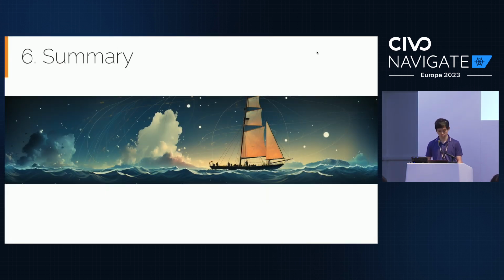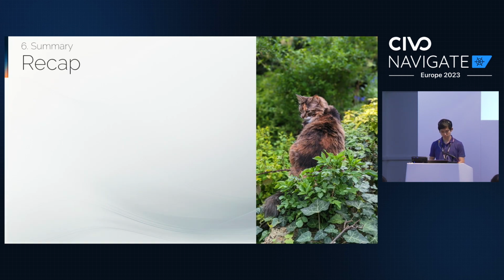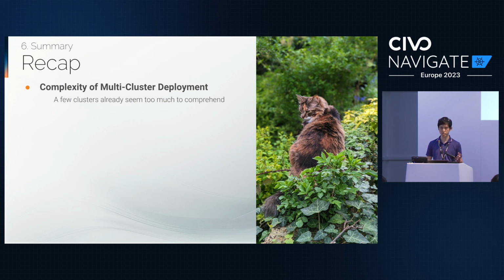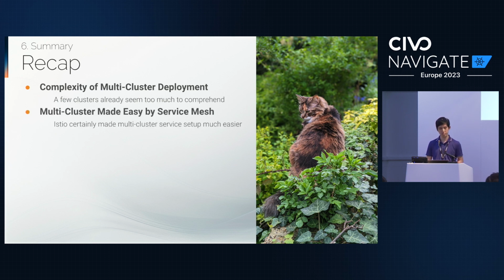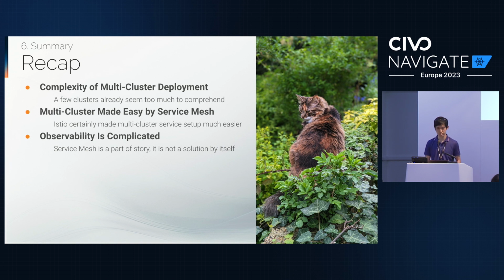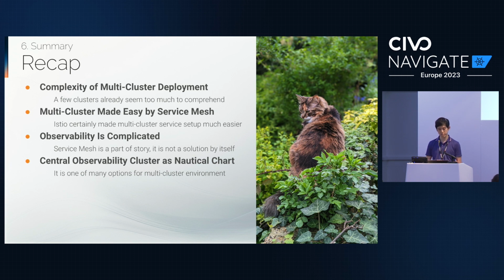And a quick summary of what happened. The complexity of multi-cluster deployment was, first of all, that deployment was very complex, and even a few clusters was already quite a bit to comprehend. Multi-cluster is definitely made easier by service mesh, and Istio definitely helps in that regard. But observability is actually made more difficult because of the service mesh and because of the multi-cluster setup. It's not to say that observability is made difficult because of Istio, it's just that multi-cluster is difficult from an observability perspective. A central observability cluster was something that I stuck with, and this is how we do it at Appsider.